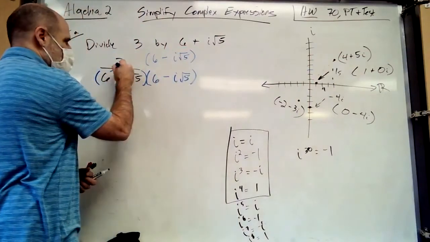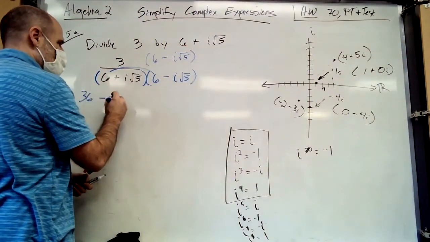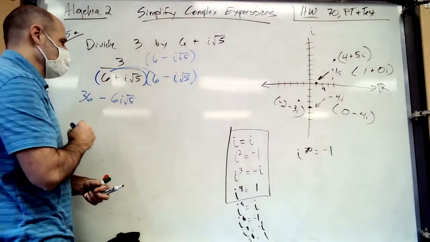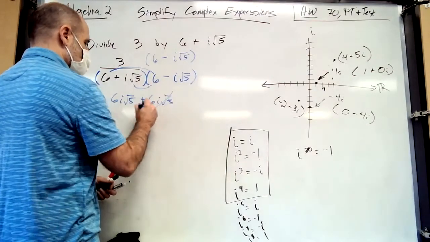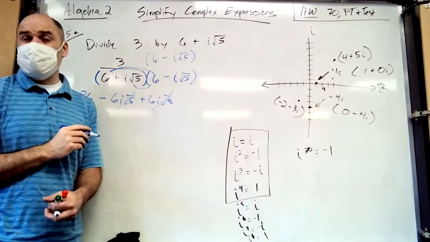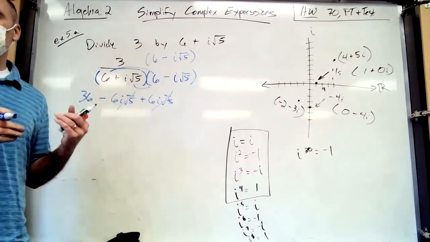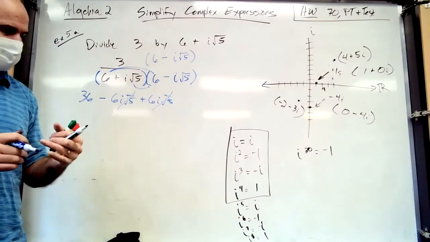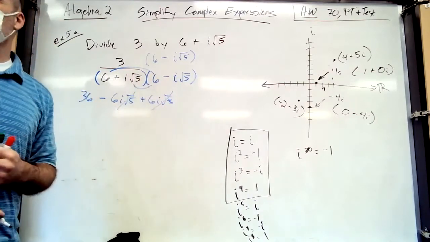What's going to happen is you're going to get 36, and then you're going to get negative 6i radical 5, right? And then you're going to get positive 6i radical 5, which those will cancel. If they don't cancel, then you didn't multiply by the conjugate. That's the benefit of multiplying by the conjugate, is that these confusing middle terms will cancel. And then what's i radical 5 times negative i radical 5?